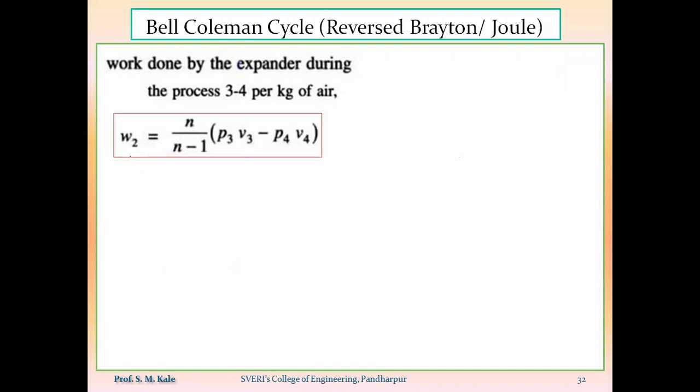So work obtained from the expander will be calculated by using the formula W2 is equal to n upon n minus 1 inside the bracket P3 V3 minus P4 V4. Here also we'll consider the perfect gas. For perfect gas, as we are calculating per kg of air, P3 V3 will be written as R into T3, P4 V4 will be written as R into T4 according to the ideal gas equation. So work done by the expander, W2 is equal to n upon n minus 1 into (R T3 minus R T4).